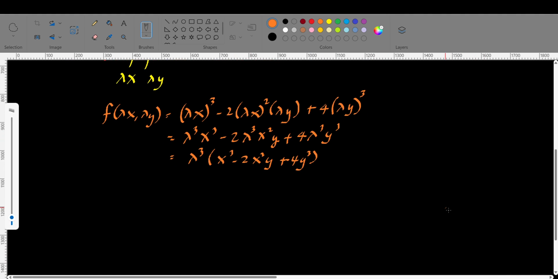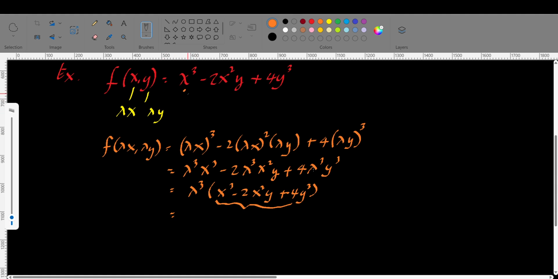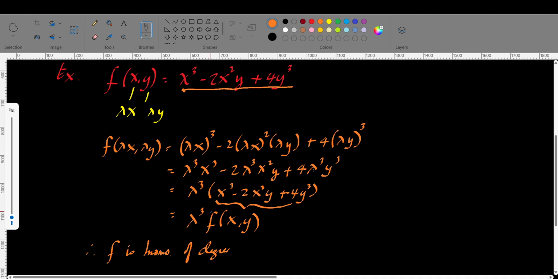And as you can see, this entire thing is equal to our f of xy. So we write lambda cube f of xy. So therefore we say that f is homogeneous of degree 3 in x and y.